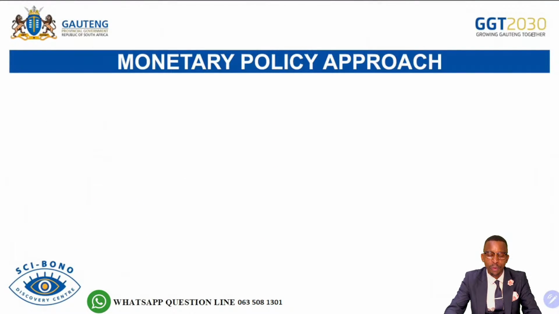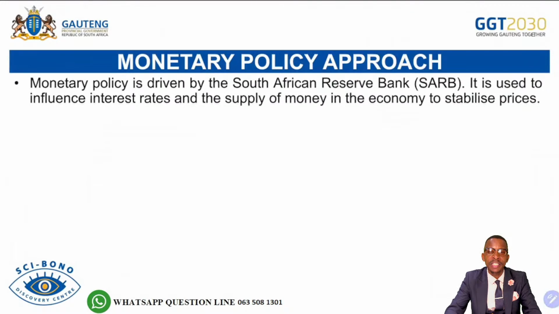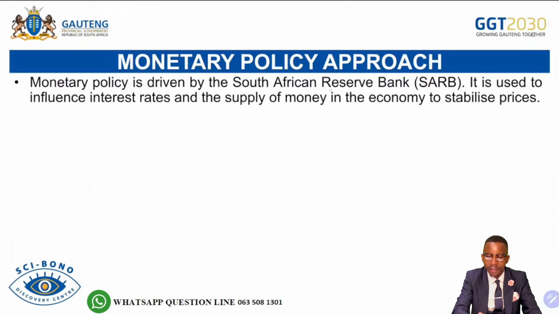So we move to the monetary approach used by the South African Reserve Bank to improve aggregate demand so that economic growth and development can be achieved. Monetary policy is driven by the South African Reserve Bank, SARB. It is used to influence the interest rate and money supply in the economy to stabilize prices.